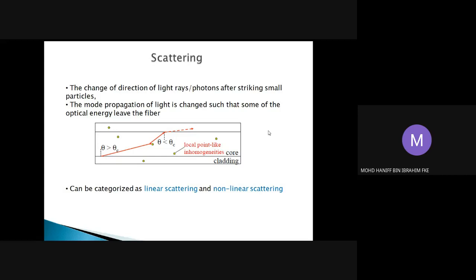Okay, yeah? So this is the principle which needs to be understood when we want to discuss the scattering effect. So the scattering can be further categorized into two types. We have what we call linear scattering, and we also have non-linear scattering. So we are going to discuss what is meant by linear scattering and what is meant by non-linear scattering.